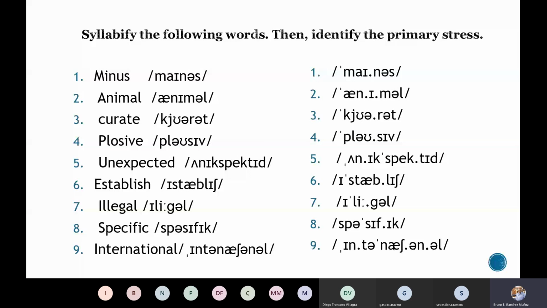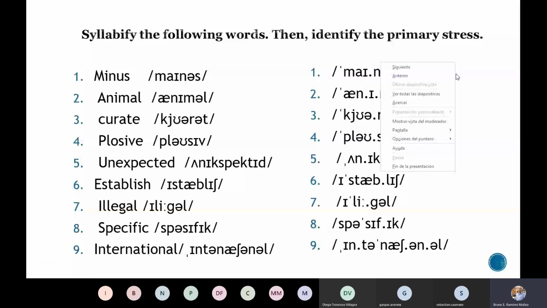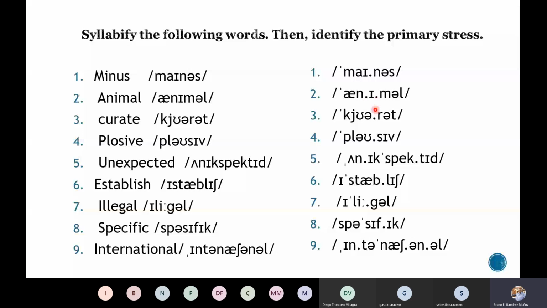So this is the syllabication of the words, right? The boundaries for each one of the words are stated here with these dots, right? That's a syllable boundary. The primary stress is shown with this upper left-hand stroke at the beginning of the syllable, or at the left, right?